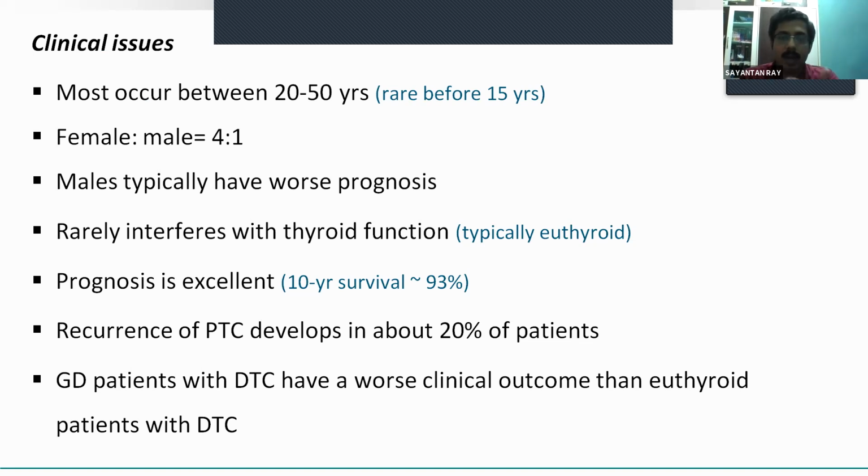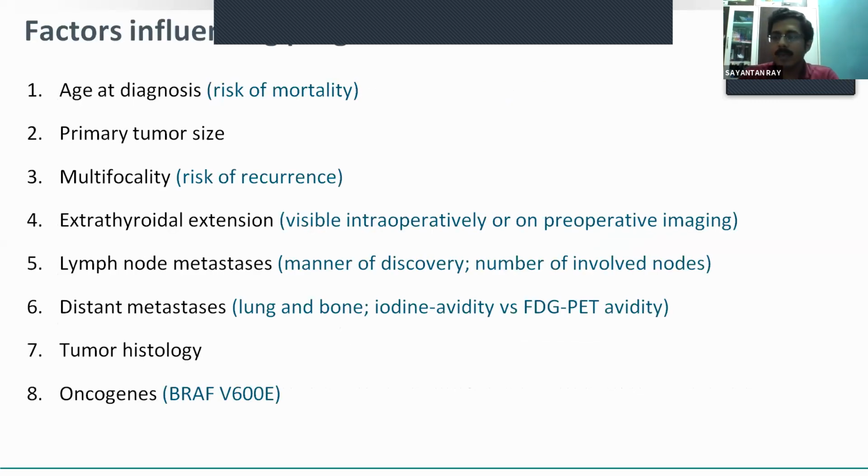Recurrence of PTC develops in about 20% of patients, and Graves' disease patients with papillary thyroid cancer usually have a worse clinical outcome than euthyroid patients with papillary thyroid cancers. Regarding the factors that could influence prognosis, number one is age at diagnosis, which has a clear relation with mortality risk. Next is primary tumor size. We will discuss this later on. Third one is multifocality. It carries a risk of recurrence, particularly in patients who have had a lobectomy.